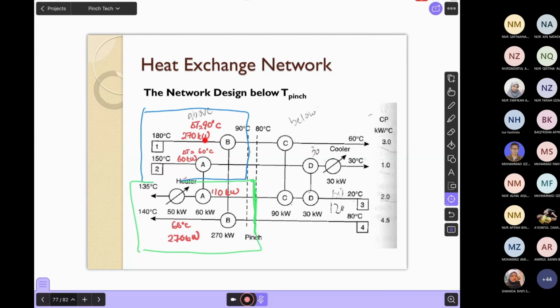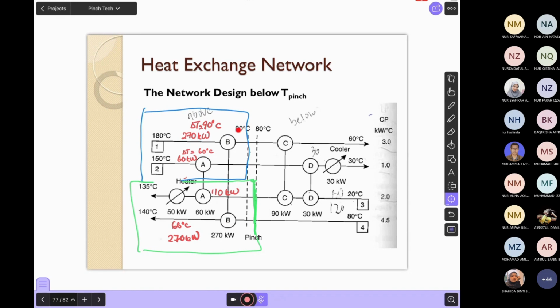Stream 1 perlukan cold water at 270 kilowatt. Dia perlu release. Siapa nak terima nikahnya? Stream number 4 kan? Yes. Yes, miss. Dua-dua agree. Sama banyak. Fair and lovely. Okay. So you can build one heat exchange yang kat sini. Antara stream 4 ni dengan stream ni.